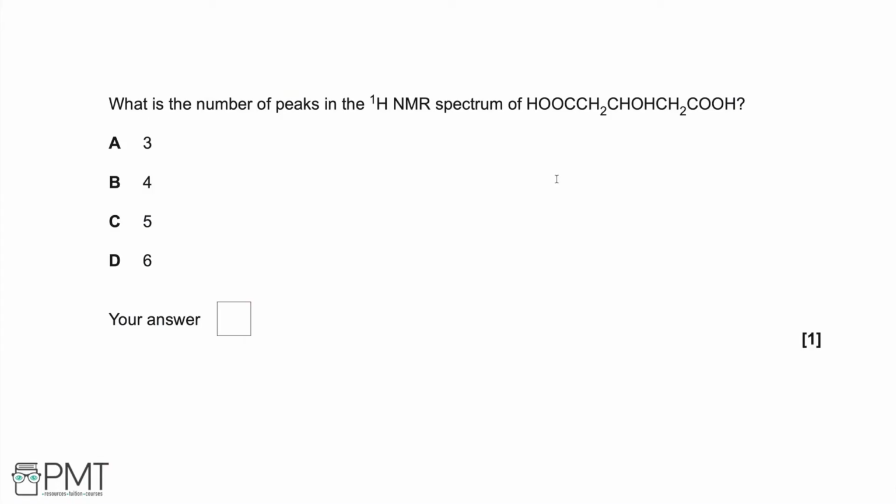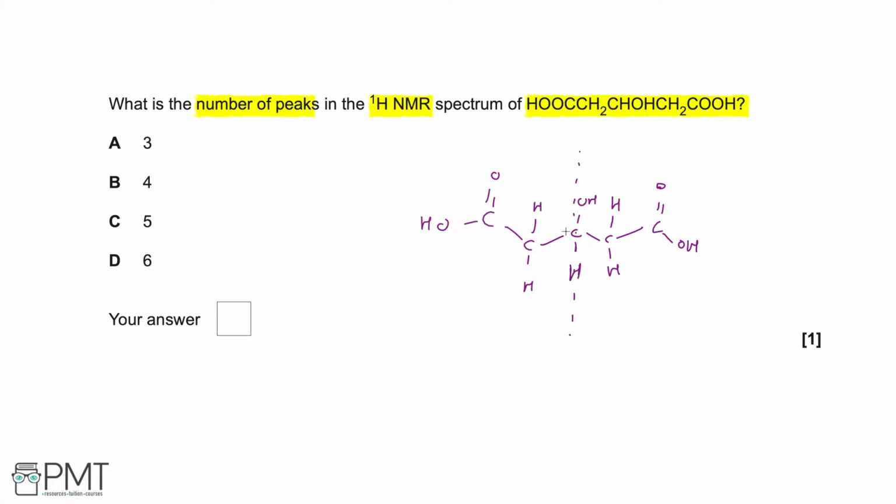This question asks us, what is the number of peaks in the hydrogen NMR spectrum of this compound? So first things first, we should definitely try and draw this to see which hydrogens are going to be in which environments and if we have any sort of lines of symmetry or anything like that. So we need to first look for any kind of symmetry in our molecule, and we can see that if we draw a line down here, the compound is the same to the right and to the left.